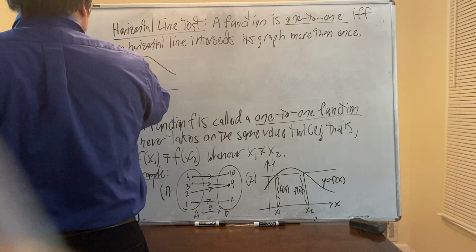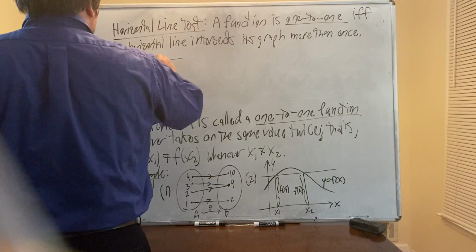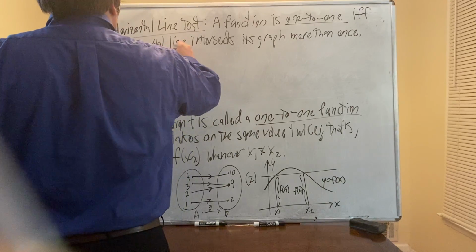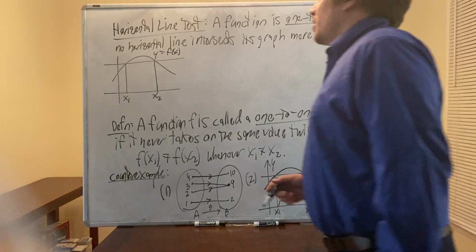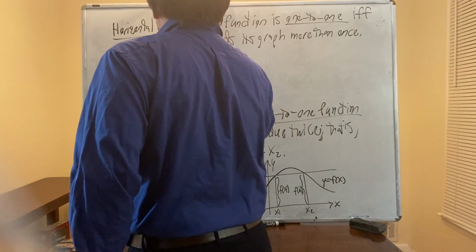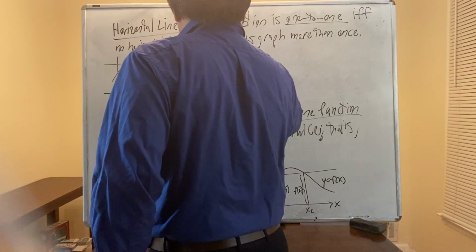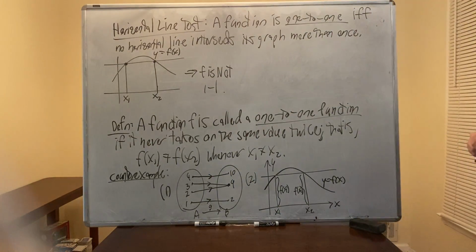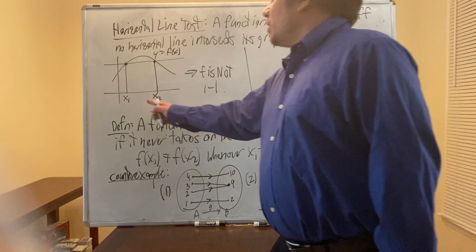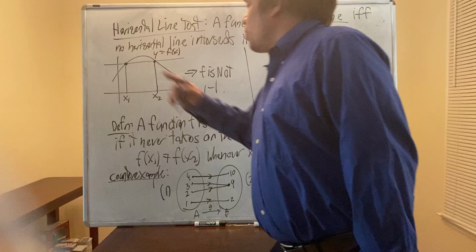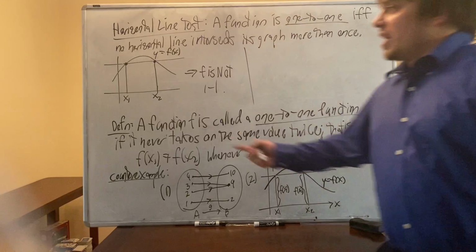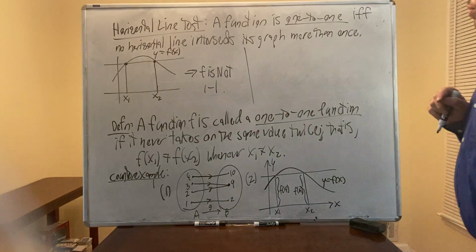Here's the horizontal line. Here's x1. Here's x2. This is y equals f of x. So this is not one-to-one. If a horizontal line intersects the graph more than once, that implies f is not one-to-one by the horizontal line test. Because the horizontal line intersects the graph more than once, you can have two different x values whose y values are the same. So it repeats the same value more than once. It has this value twice, and so it's not one-to-one.